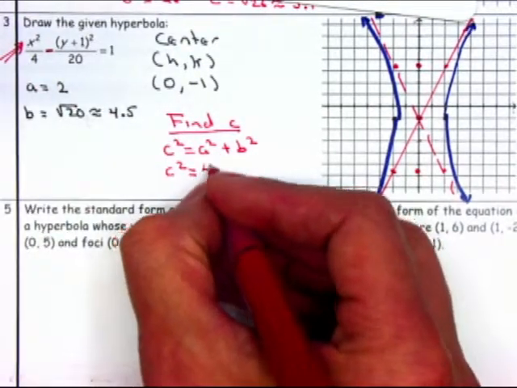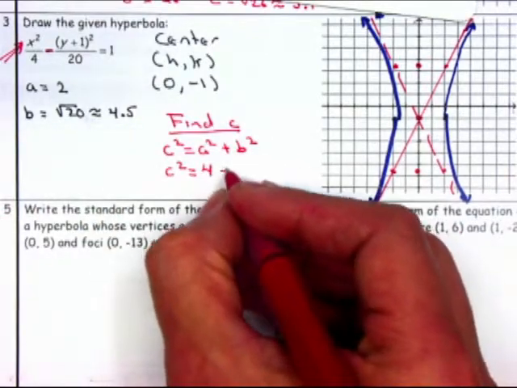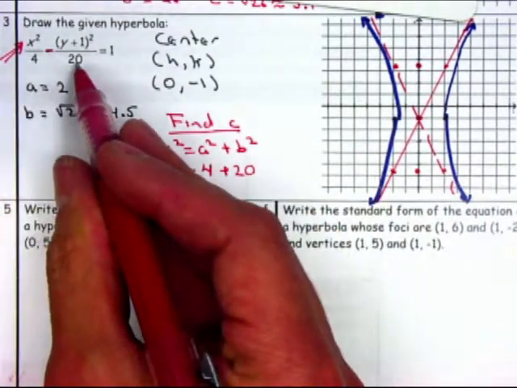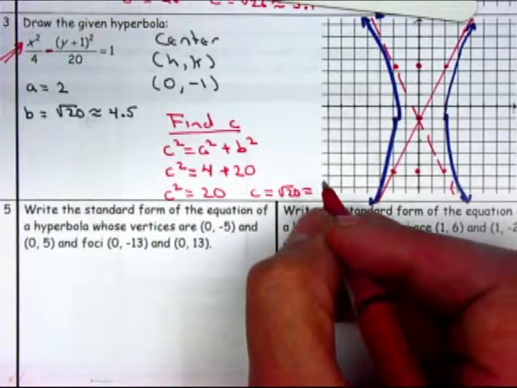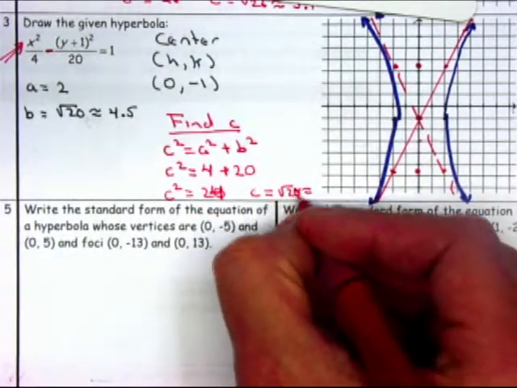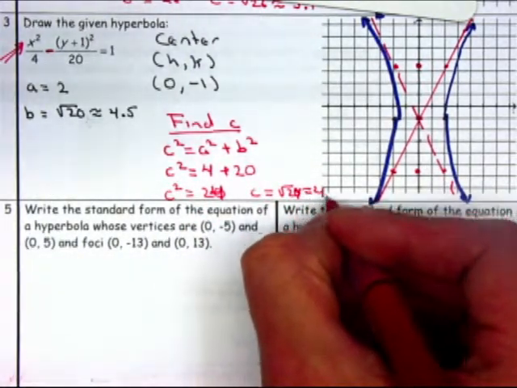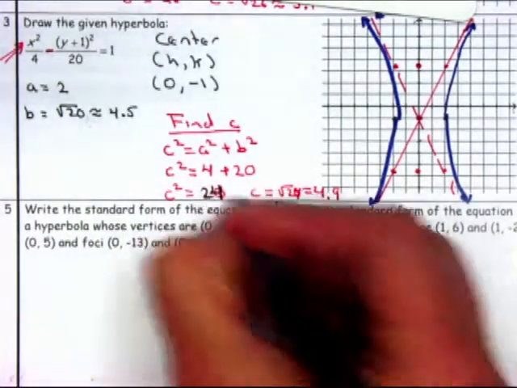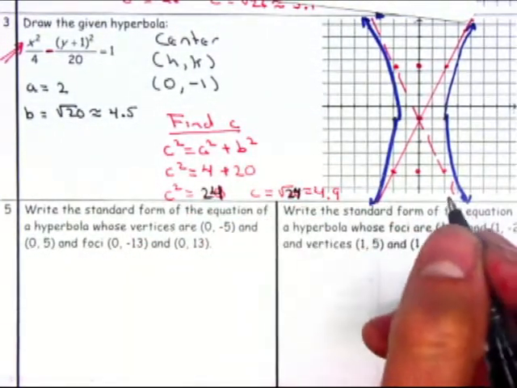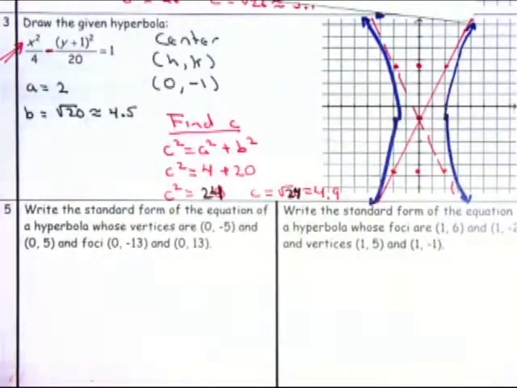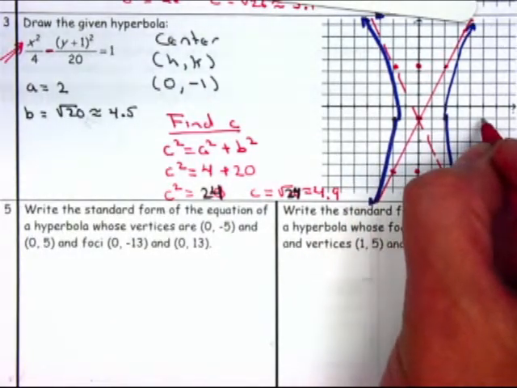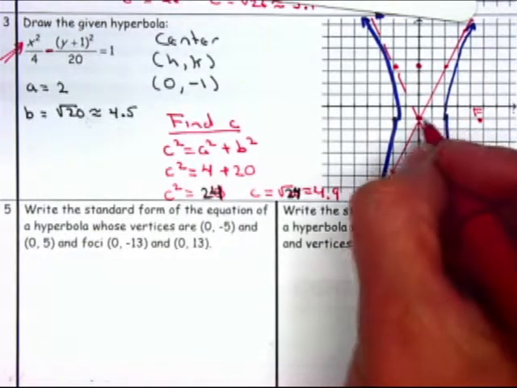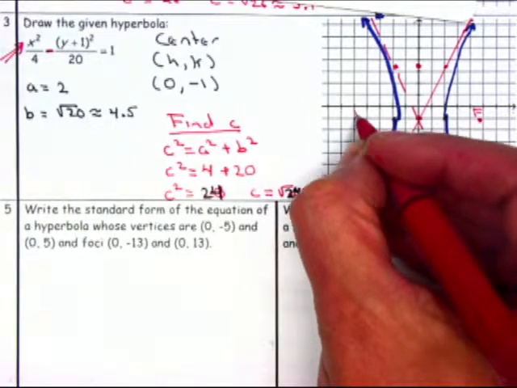And C is equal to the square root of 24, which is approximately, it's very close to 25, so this will be 4.9. So your focus will be inside the hyperbola. 1, 2, 3, 4. Remember, you are counting from your center towards the focus. So that's 2, 4.9. And to the other side, 2, 4.9. And those are your focus.